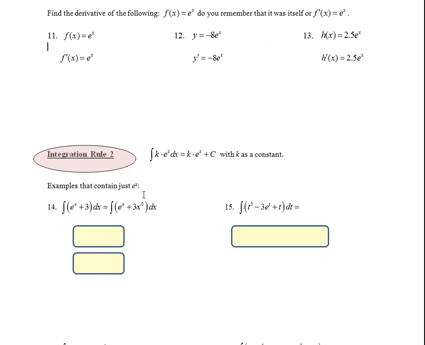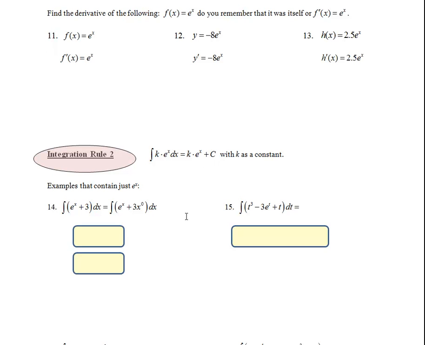So integration rule 2, here it is. If I have to integrate, I've got some coefficient times e to the x dx. The antiderivative of that is itself plus the constant of integration.